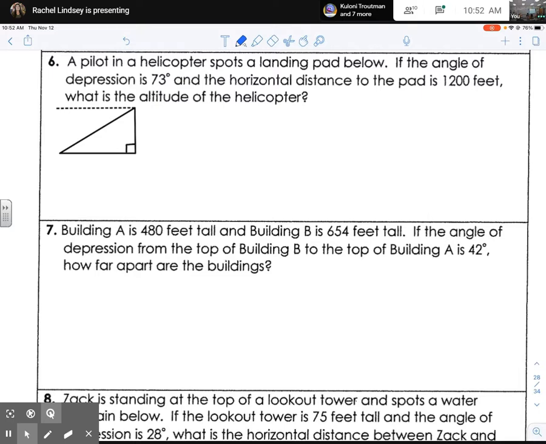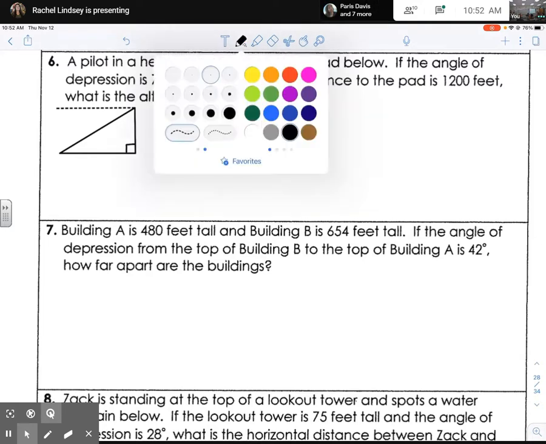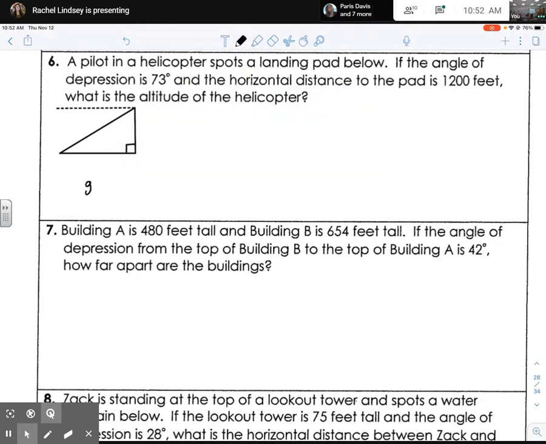So, we're thinking about this bottom being the ground. Then we know here's the ground. If that's the ground, where would the helicopter be? Would it be on the ground or would it be in the sky? In the sky. So here's the helicopter. It says the angle of depression from the helicopter to the ground is 73 degrees. So that's 73. If that's 73, what do we know the angle inside the bottom is? 73, because of alternate interior.